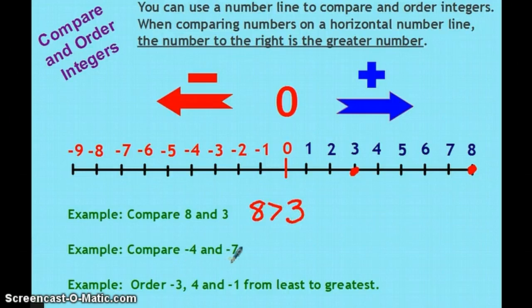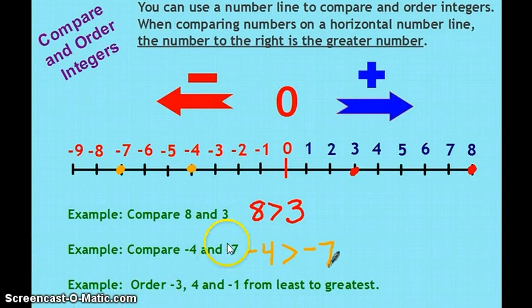Compare negative 4 and negative 7. You can see that negative 4 is to the right, so it will be greater. So negative 4 is greater than negative 7.